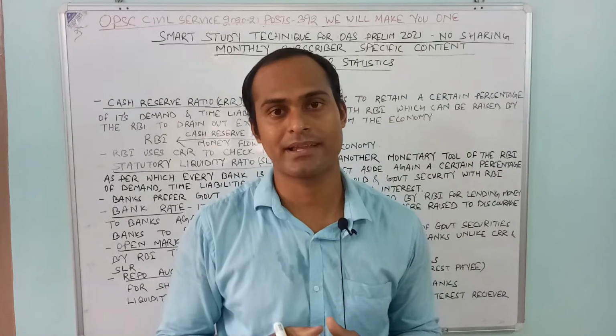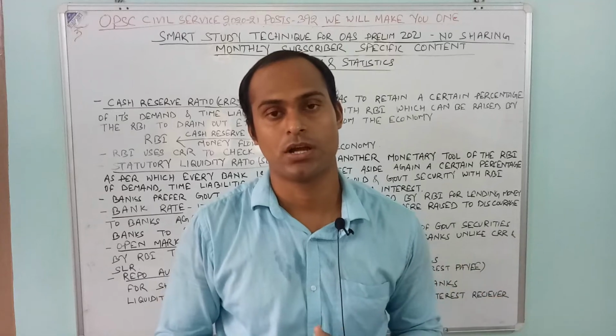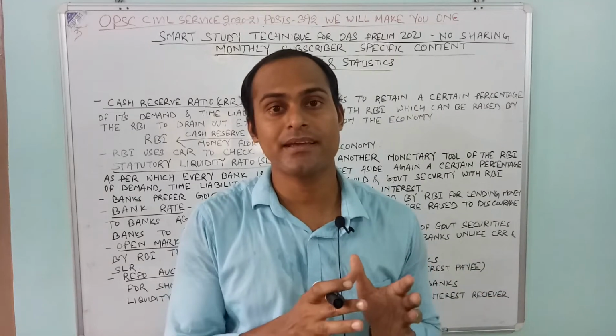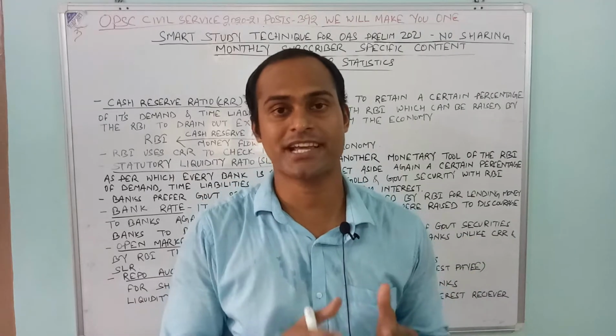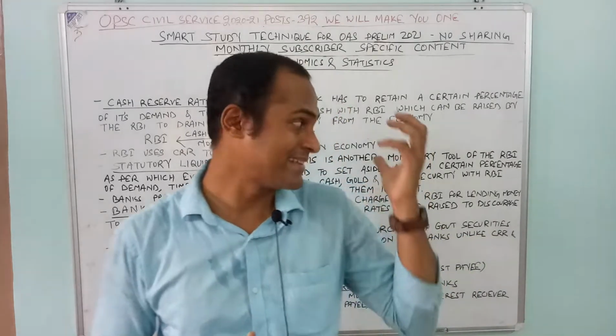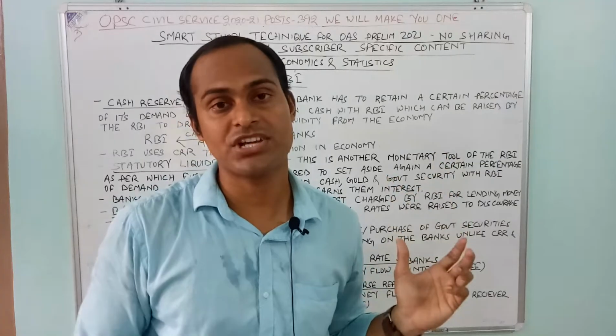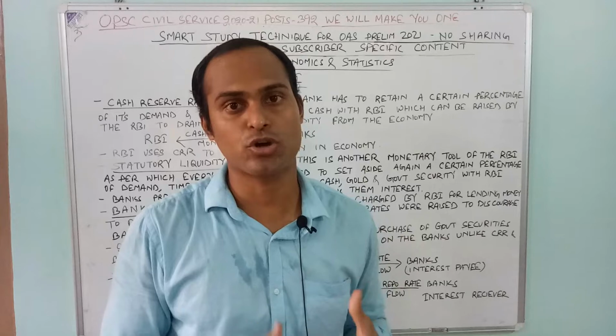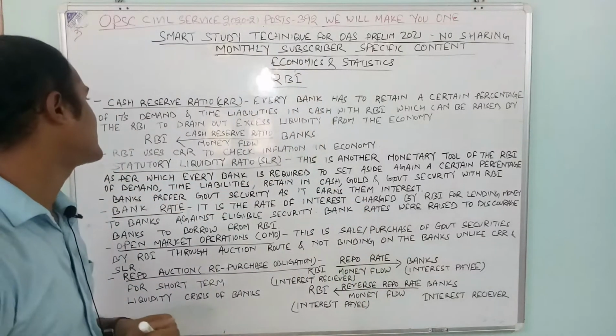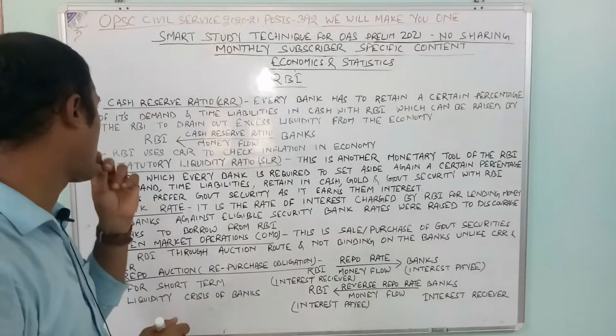Especially, say for example, when there is so much inflation, what does RBI do? RBI checks the inflation. It is the responsibility of RBI to check inflation. So these are some of the tools with which the RBI controls the money flow or the economy. First and foremost, cash reserve ratio.